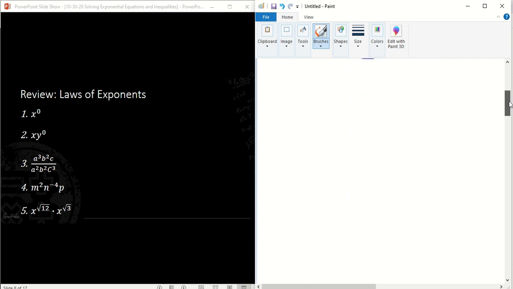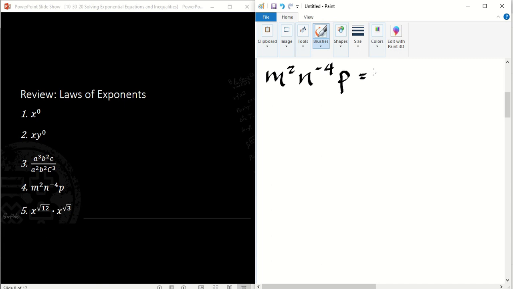So, example 4. So, we have m squared n to the negative 4 p. So, ang isosolve mo lang dyan, yung meron lang negative exponent. So, ang kailangan lang natin solve dyan is negative 4. Yung exponent na negative 4, kailangan mapunta lang siya sa baba.